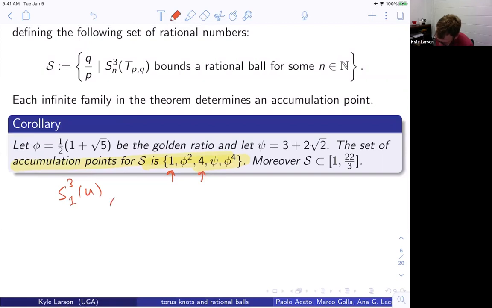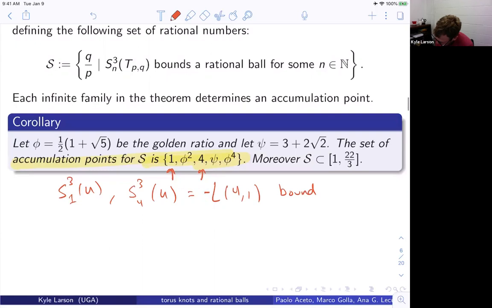So one surgery on that knot, this of course is S^3, bounds B^4. And if we do 4 surgery on that knot, this is, plus or minus depending on your conventions, the lens space L(4,1). Both of these bound rational homology balls. So this is an interesting fact that we'll return to.